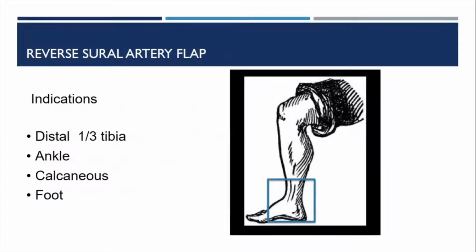The reverse sural artery flap, while being the most technically challenging of the flaps that we'll be discussing today, is a versatile flap that can provide durable soft tissue coverage to the distal one-third of the lower extremity, as well as defects around the ankle, calcaneus, and foot.